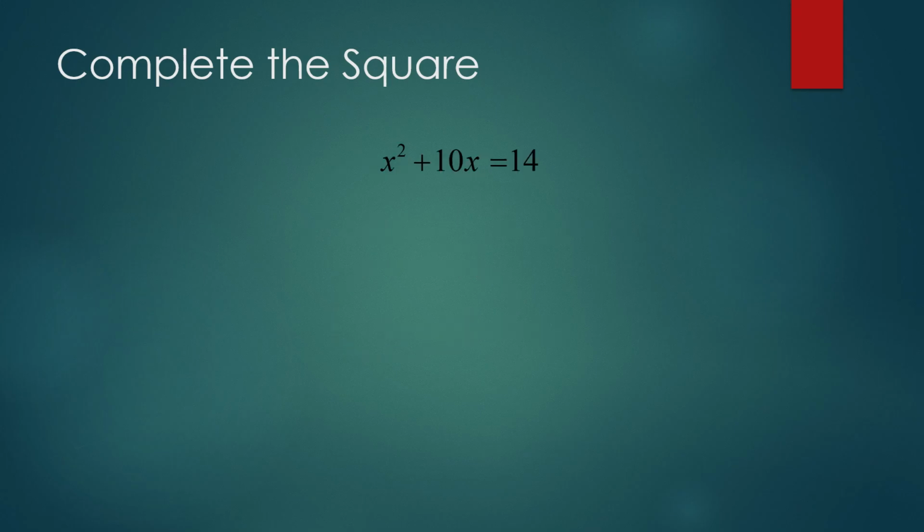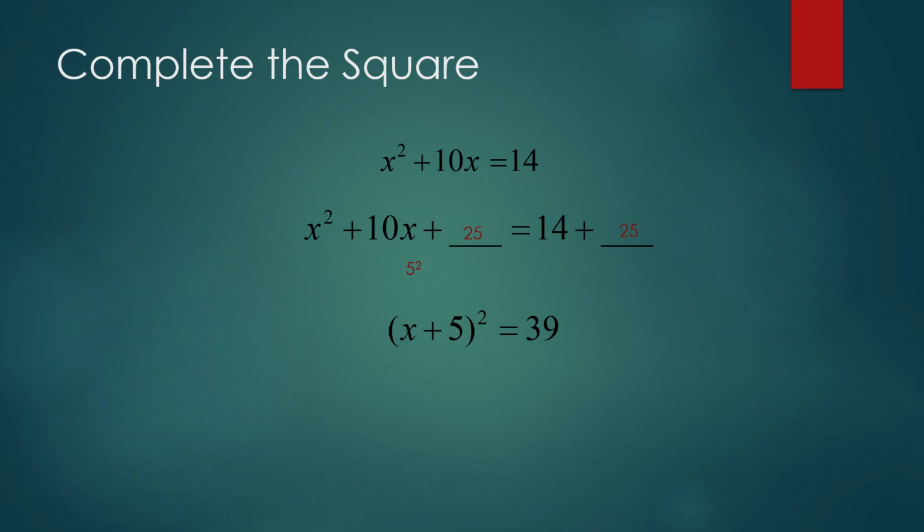So if we do it over here, I already have 14 on the right side, so we leave a space on both sides because it's an equation and it needs to stay equal. We divide by 2 and square it, so we get 25 on both sides for this one. And this is that important part, factoring to get x plus 5 squared equals 39.